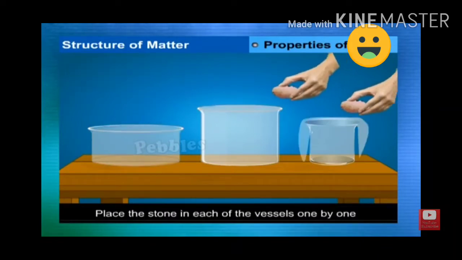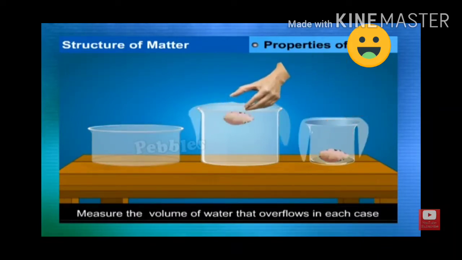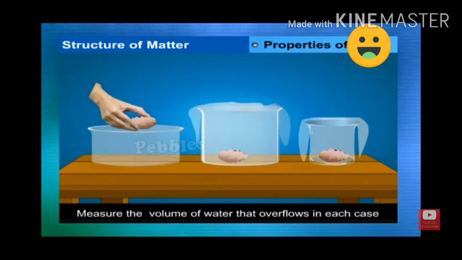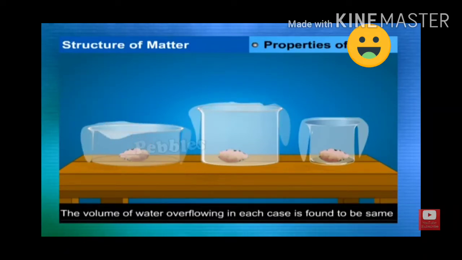Place the stone in each of the vessels one by one and measure the volume of water that overflows in each case. The volume of water overflowing in each case is found to be the same. Therefore, we can say that the volume of the stone, or a solid, remains unchanged.